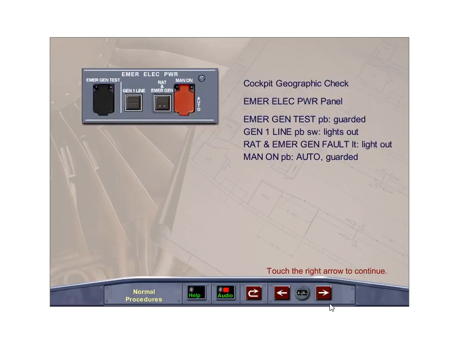During the cockpit geographic check of the emergency electrical panel, check that the emergency generator test switch is guarded and that the generator 1 line push-button switch is set to the in lights out position. Check that the RAT and emergency generator fault light is out and that the manual on push button is in its auto-guarded position.